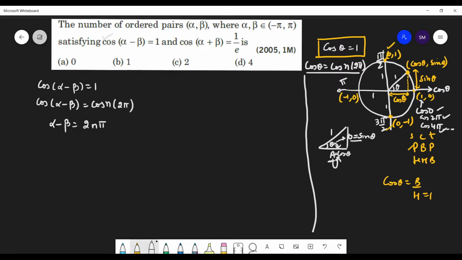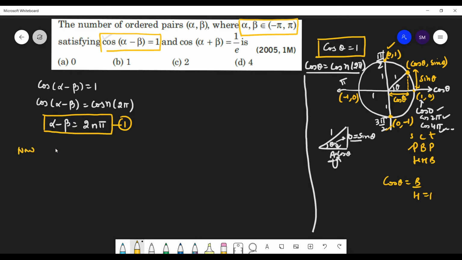Now what about the interval? I told you there will be two things. One will be your equation and one will be your interval. Okay. This is what you find from the equation. Now find the value of alpha minus beta from the interval.